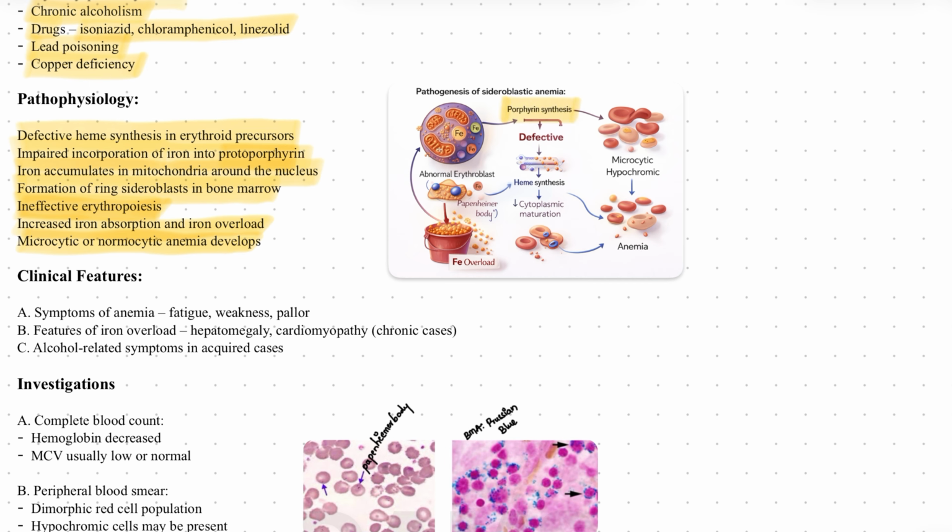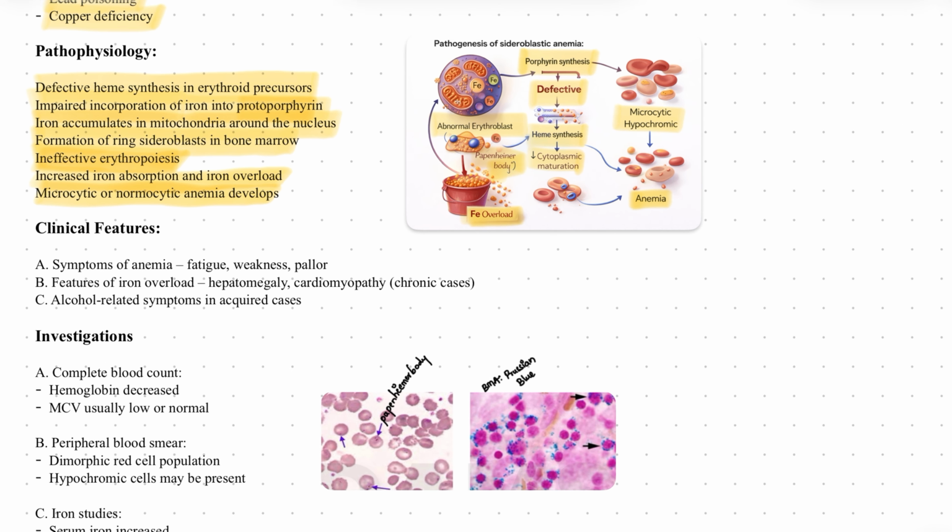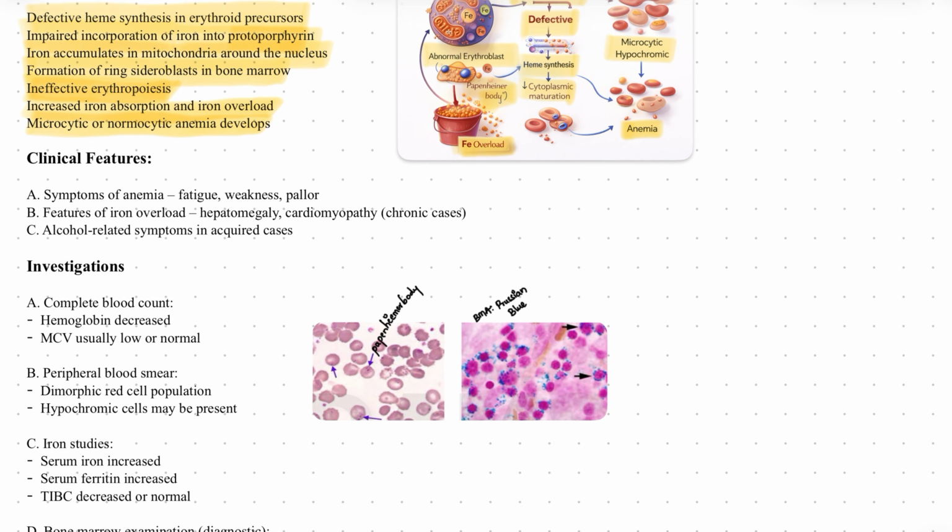Just look into the pictorial thing. Porphyrin synthesis will be defective, which leads to reduced heme synthesis and cytoplasmic maturation defect, causing microcytic hypochromic anemia, as I said. There will be abnormal erythroblasts, which lead to Pappenheimer bodies; we'll discuss them in the peripheral blood smear. At last, it leads to iron overload. So these three points you need to remember in pathophysiology: defective erythropoiesis leading to microcytic anemia, and excess iron depositing around the mitochondria.